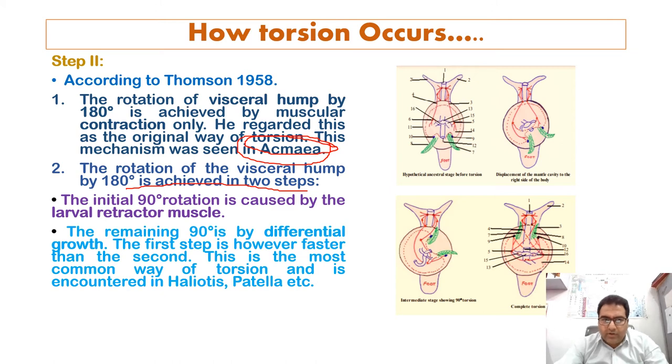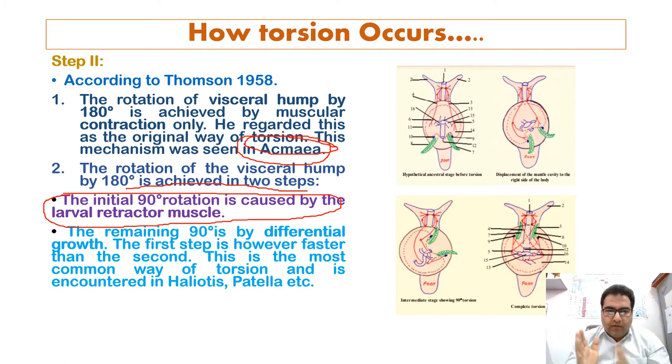The first, as I talked about, is the initial 90 degree rotation which is caused by the larval retractor muscles, and the remaining 90 degrees by the differential growth. I told you about differential growth: when growth takes place faster on one side than the other. This is the most common way of torsion in the case of Haliotis and Patella. So in some cases, the larval retractor muscles and the differential growth both take place, whereas in others it is only the differential growth which moves the posterior side of the organism toward the anterior side.